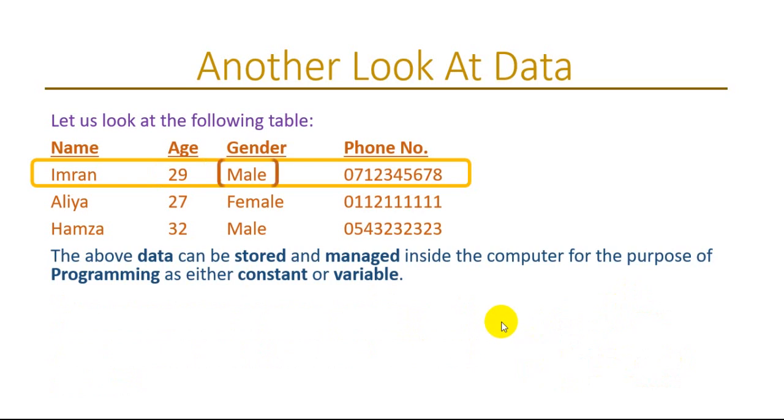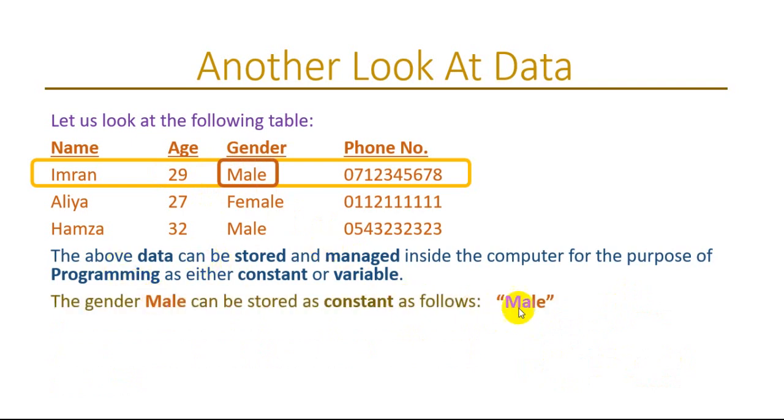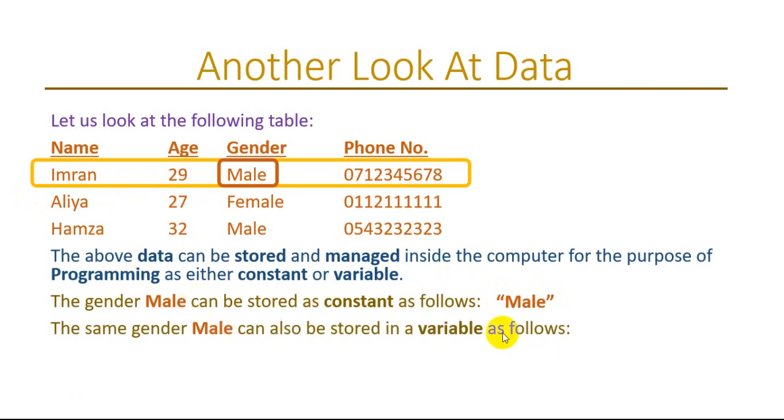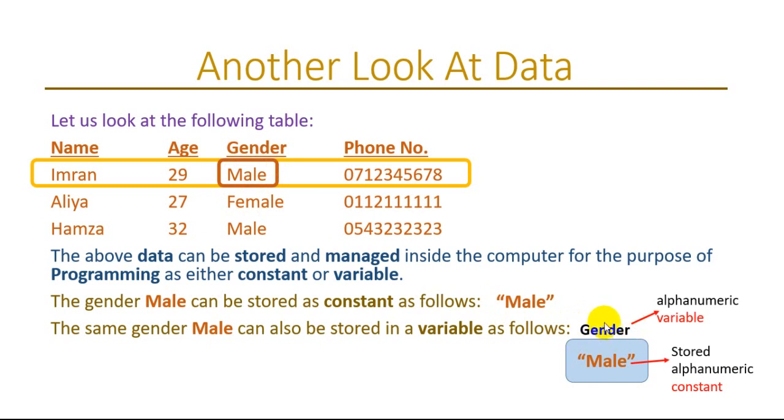Okay, now let's take a look at the gender, male. How can we store that as a constant and as a variable? Well, if you are storing male as a constant, as you know, within double quotes, because male is not a number, it is an alphanumeric constant. Then the same male can be stored as a variable inside a box. But remember, you have to give a name for the box. Ideal name would be gender. You can give any name, X or Y or Z or whatever, but since male, female, we are talking about gender, a better name would be gender for this, right? So this is an alphanumeric variable, this is the alphanumeric constant, this is the actual data.